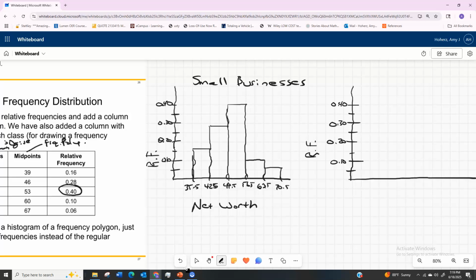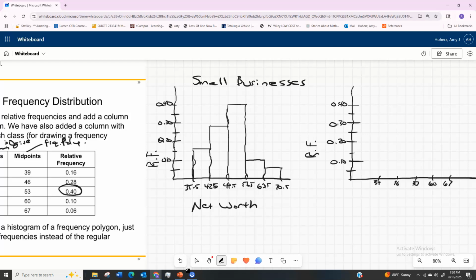And on the bottom, instead of the boundaries though, we're now going to put the midpoints. So we're going to start with our 39. Remember, we're going to have one before that though, so give yourself a little space here. So I'm going to use 39 here, and then 46, and then 53, and then 60, and finally 67.